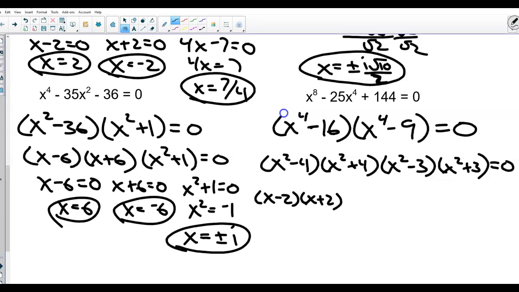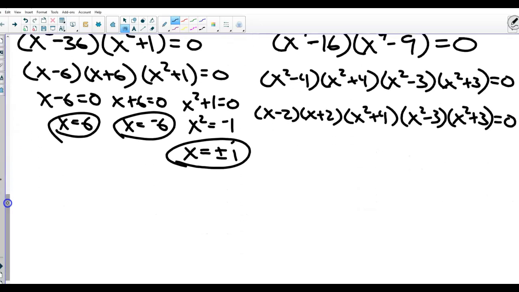The other sum of two squares I just have to leave. x squared plus 4, x squared minus 3, x squared plus 3. You can only factor more if you have a difference of two squares. 16 and 9 are perfect squares, so I can factor them more. 3 is not a perfect square, can't factor it anymore, but 4 is, so I can factor that a little bit more. And now we set each of these equal to 0.